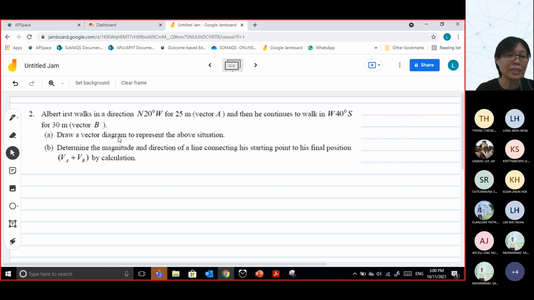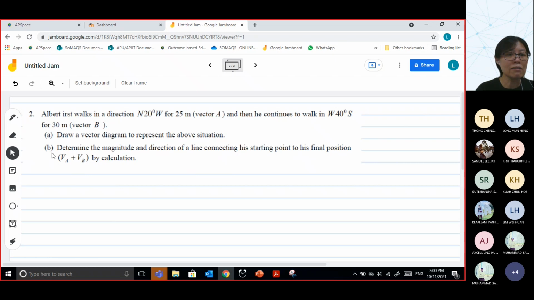Part A, draw a vector diagram to represent the above situation, and part B, determine the magnitude and direction of a line connecting his starting point to his final position, which is VA plus VB by calculation. Later I will explain details about the concept for part B.